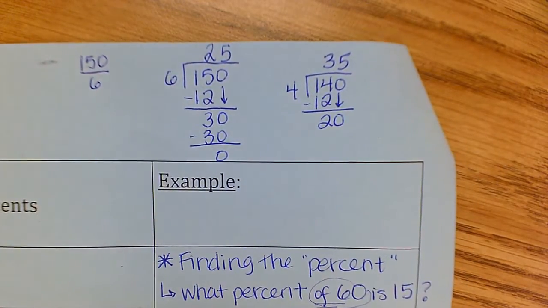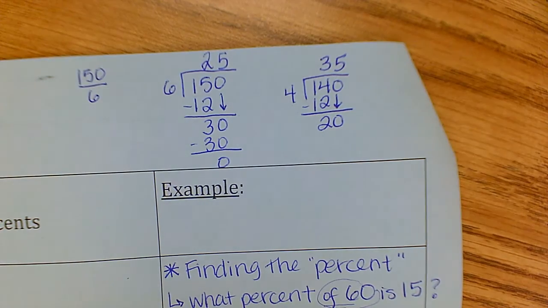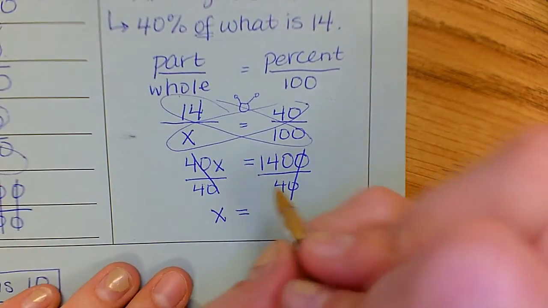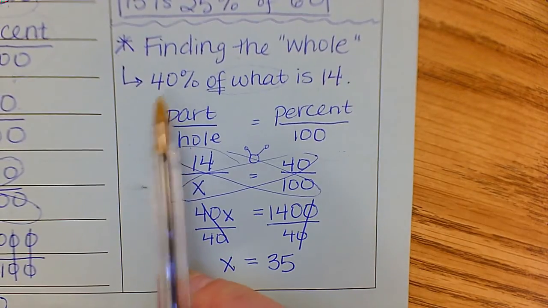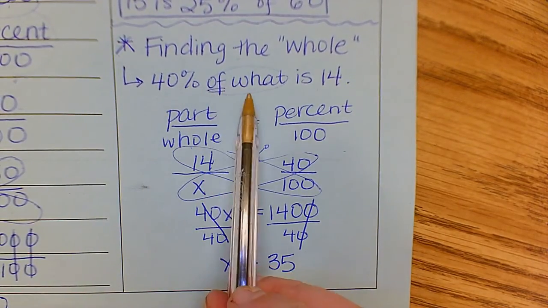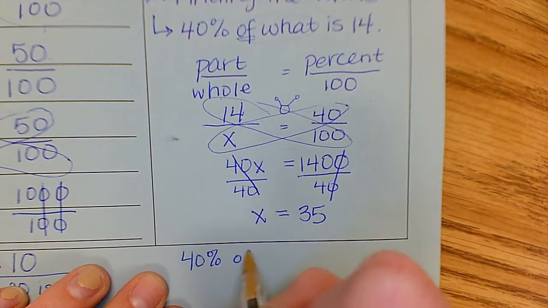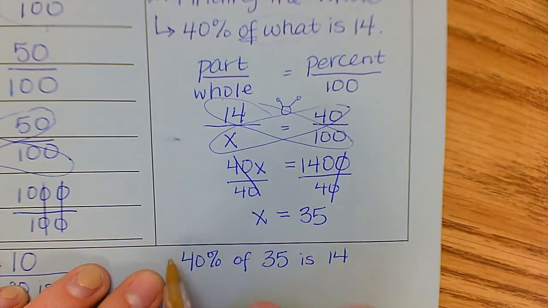I'll take a moment. Hopefully no one is crazy confused. And if you are, you're welcome to pause the video right now for someone to explain it, but I'm going to keep going. Okay. So anyways, I get x is equal to 35, which when I come back to the question, 40% of what is 14? 40% of 35 is 14.